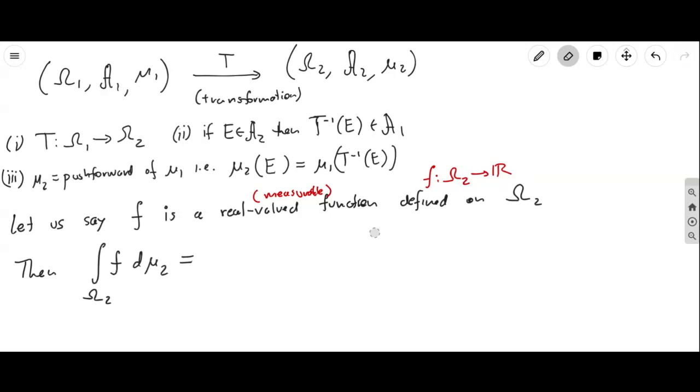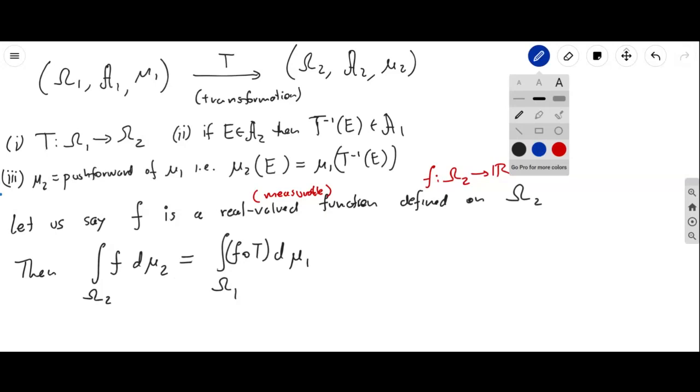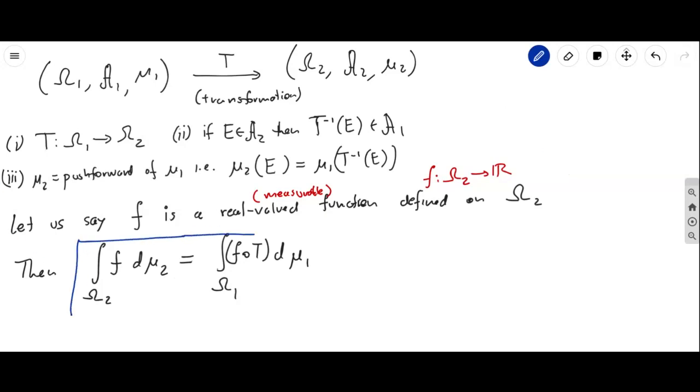And what we're saying is that this is equal to the same thing as integrating over omega 1 using the first measure, but it's going to be f composed with this transformation. So you do the transformation first. You see this? The transformation goes from omega 1 to omega 2, and then f takes you from omega 2 into the real line. So this composition is giving you a real valued function from omega 1 directly into the real line. And if you take that function and you integrate it using the first measure, that's the same thing as if you were just to integrate the function using the second measure. So this is what we have. And this is referred to as change of variables in integration.